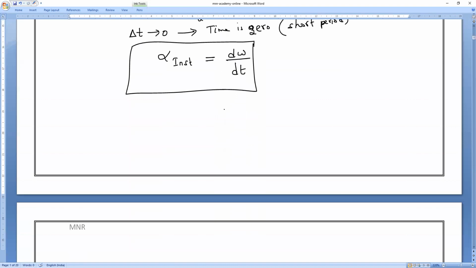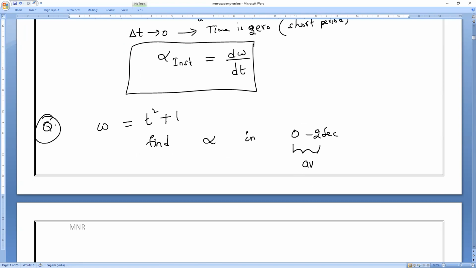Now let us take the next question. Omega is equal to t square plus 1. Find the angular acceleration in 0 to 2 seconds. They are asking 0 to 2 seconds. What do we have to find, instantaneous angular acceleration or average angular acceleration, everybody?